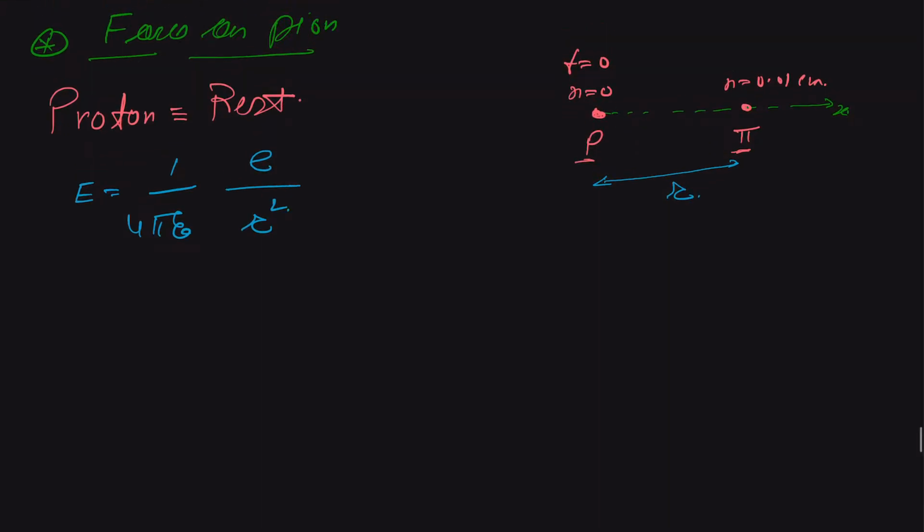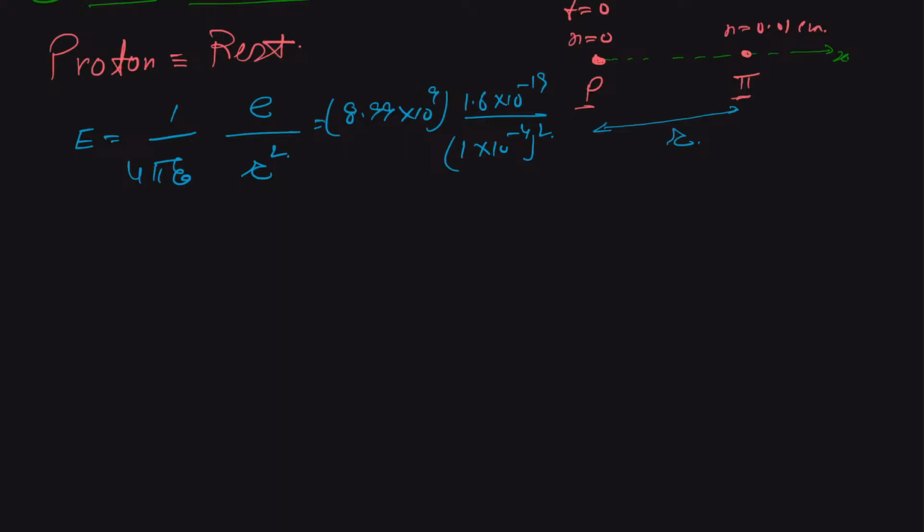So we substitute the values, we get 8.99 into 10 to the power 9, and charge is 1.6 into 10 to the power minus 19. R is 1 into 10 to the power minus 4, whole square. Therefore, we get the value of electric field equal to 0.144 Newton per Coulomb. And from here we can easily find out our force.